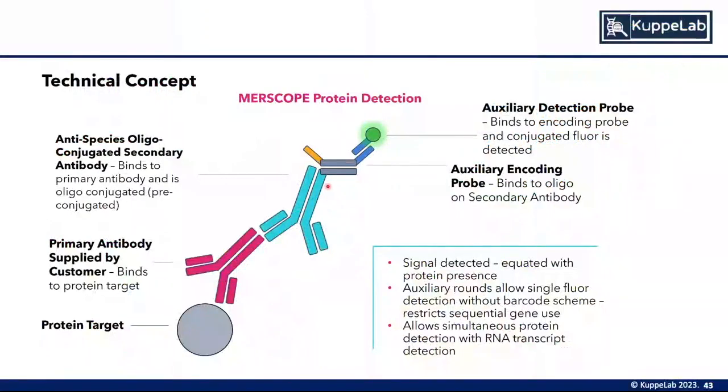What I think is really important to optimize cell segmentation, especially in tissue situations as complex as the human heart, are additional protein stains. And this is where MERSCO protein detection, which is a commercial add-on you can buy, not only for the cell borders, but also for additional protein targets.